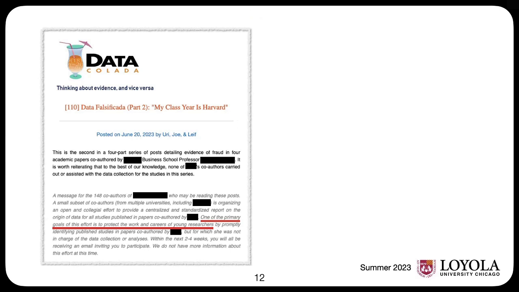Just recently, now in June, we had this case that's being discussed a lot, where a researcher, I won't mention the names again, collected some information from interviews, and it seems some of the data from the interviews was tampered with. And you can see here that this is another blog that looks into these cases, and they made summaries. For example, they say that one of the primary goals of their efforts is to protect the work and careers of younger researchers, and we are talking here about 148 co-authors of this particular author, and they are all being impacted by this.